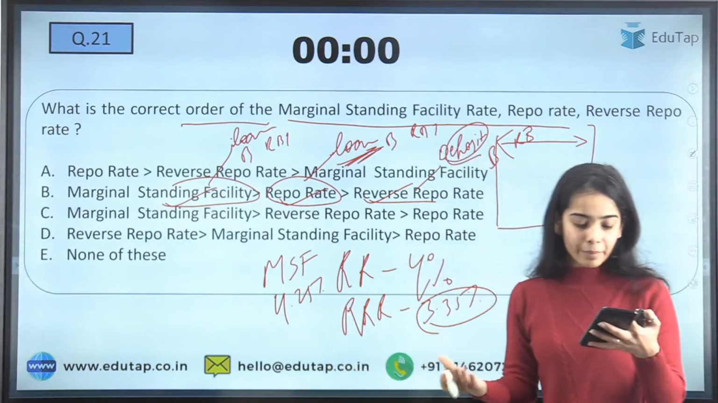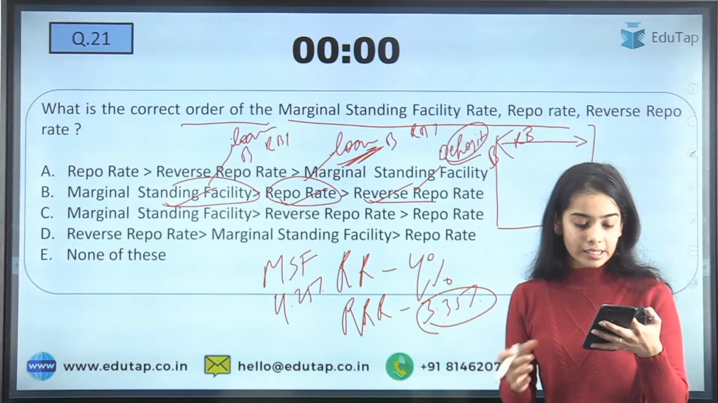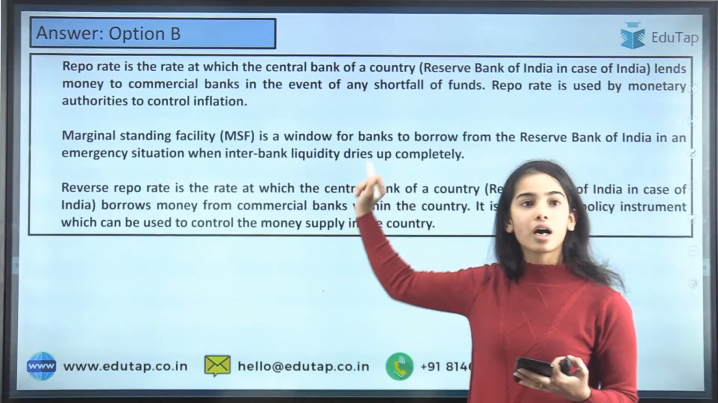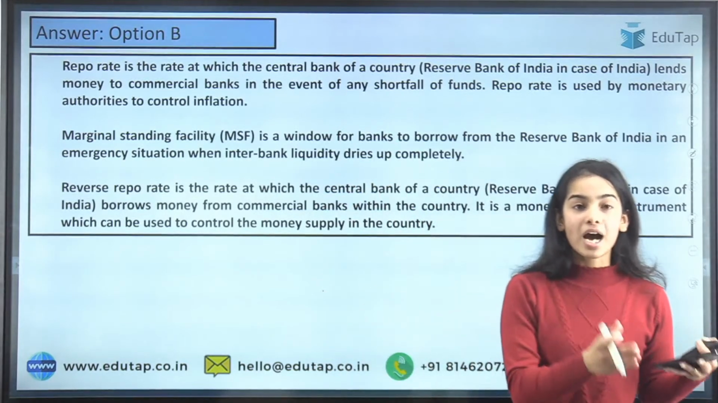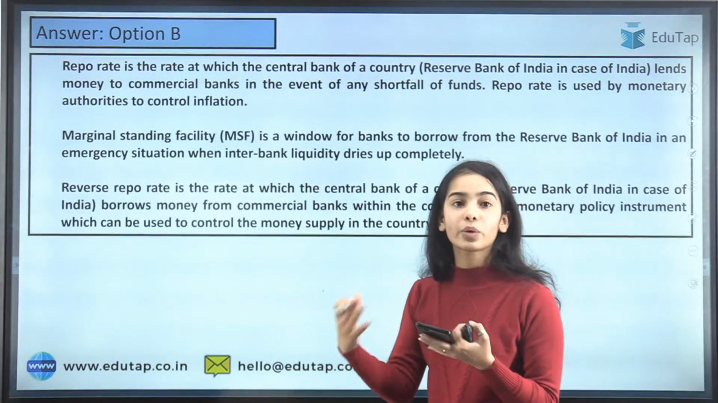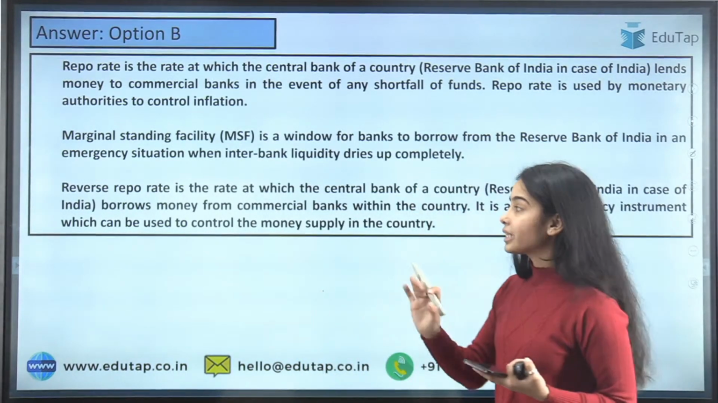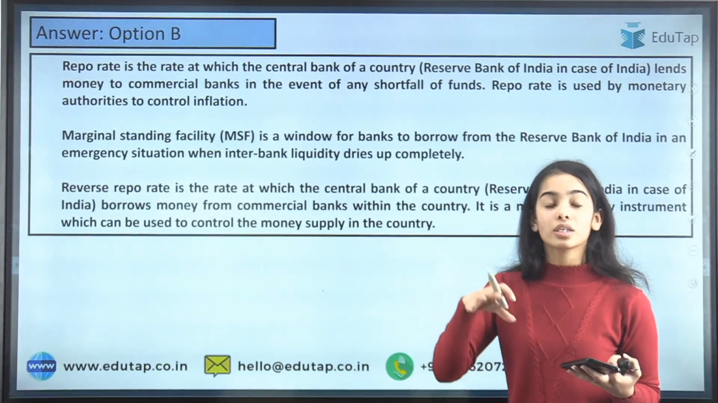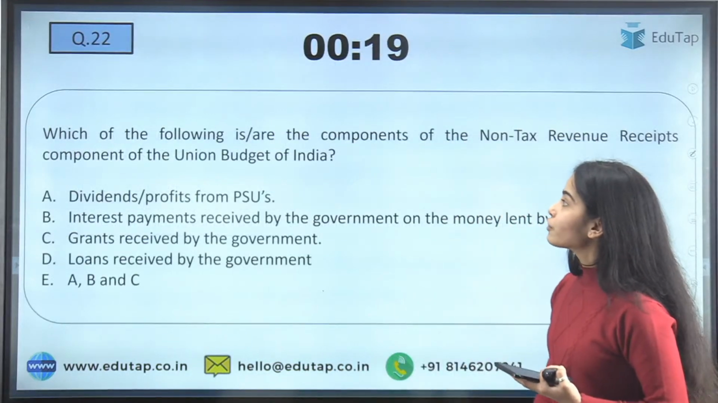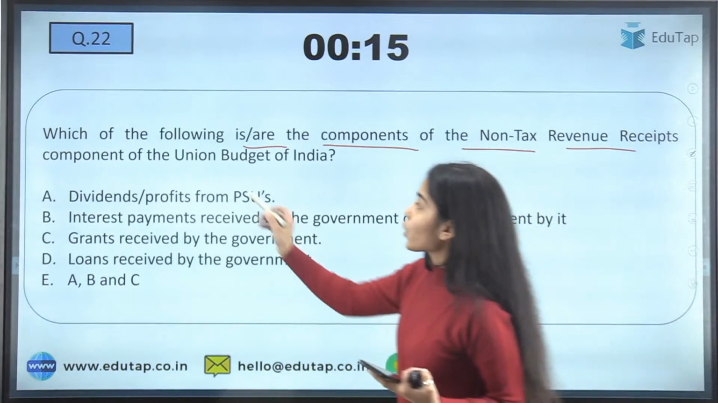So Anupma, Amit, Anshu, Himanshu, Nilesh, all of you have given the right answer. So now I hope you have understood the three terms: repo rate, the loan taken by the banks from the RBI; MSF, the emergency loan taken when the liquidity is drying up; and reverse repo rate, the deposit that the banks are doing with the RBI. Okay.